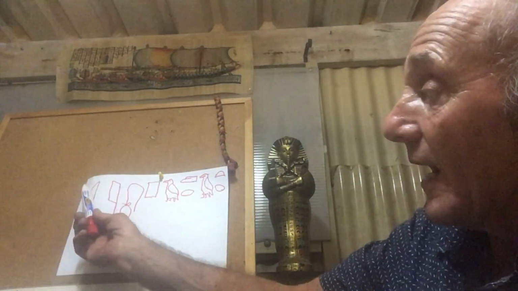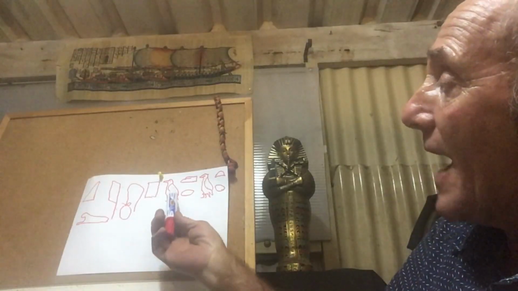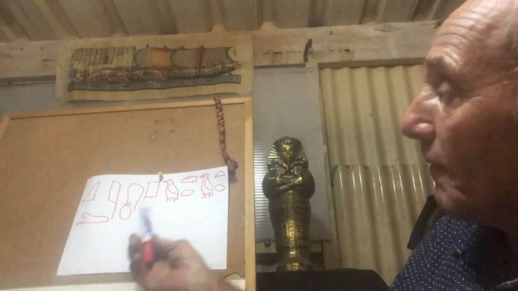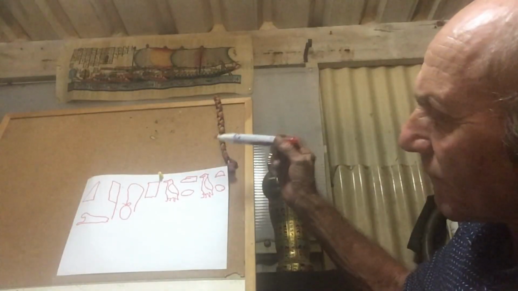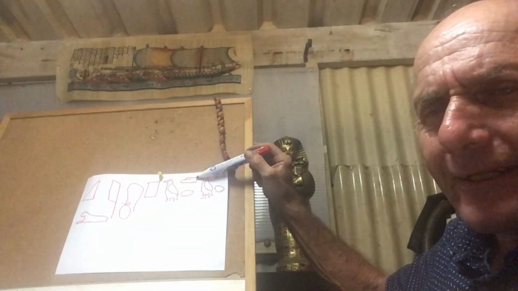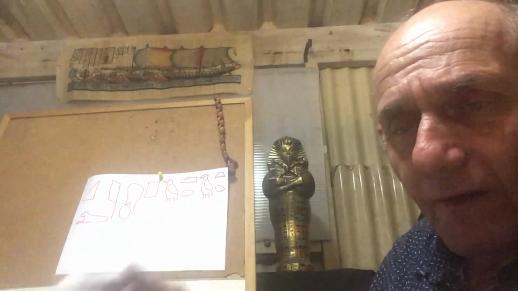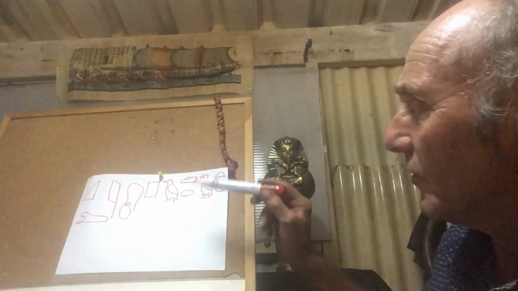So, K-L-E-O-P-A, again, Cleopatra. And then here we have the hand, and that's what it is. If you look on the alphabetical, you'll see that more clearly than you will this.